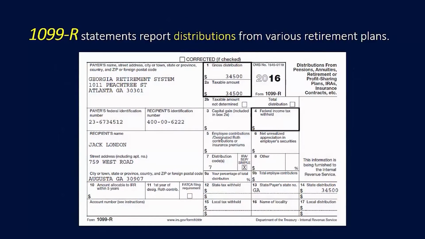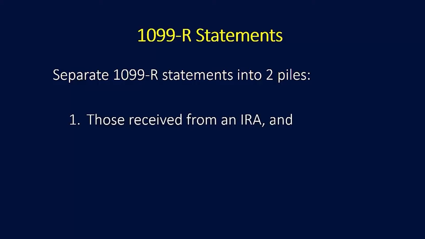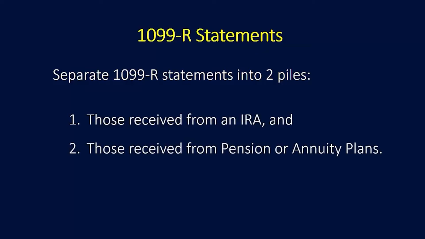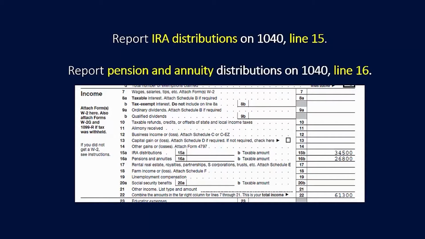A 1099-R statement reports the distributions from the various retirement plans. Now, what you would do in preparing the tax return is separate the 1099-R statements into two piles: those received from an IRA and those received from a pension or annuity plan. We report IRA distributions on the 1040 on line 15, and we report pension and annuity distributions on 1040 line 16.